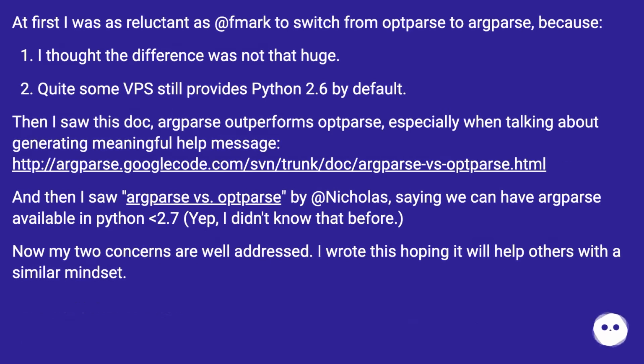At first I was as reluctant as Mark to switch from Optparse to Argparse, because I thought the difference was not that huge. Quite some VPS still provides Python 2.6 by default. Then I saw this doc, Argparse outperforms Optparse, especially when talking about generating meaningful help messages, at this URL. And then I saw, Argparse versus Optparse by Nicholas, saying we can have Argparse available in Python 2.7. Yep, I didn't know that before. Now my two concerns are well addressed. I wrote this hoping it will help others with a similar mindset.